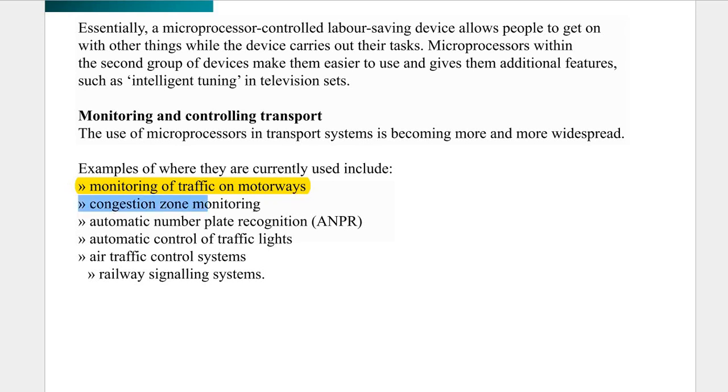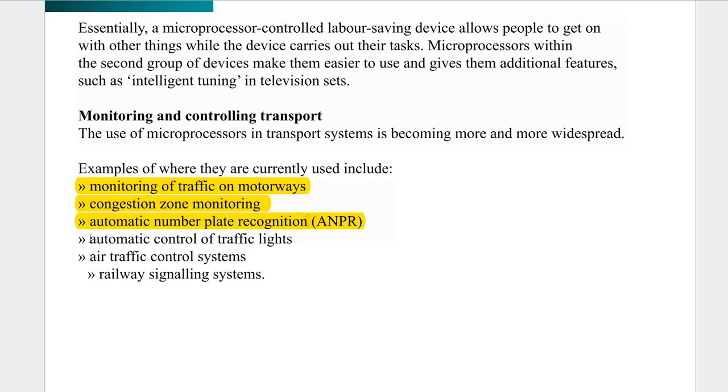Congestion zone monitoring, as I said, means a place that has a lot of traffic. We can monitor the places that have a lot of traffic with the microprocessor. Automatic number plate recognition, or ANPR, is another example. They are automatically detecting, or analyzing, the plate numbers or car numbers.